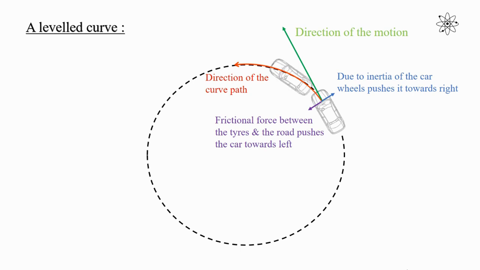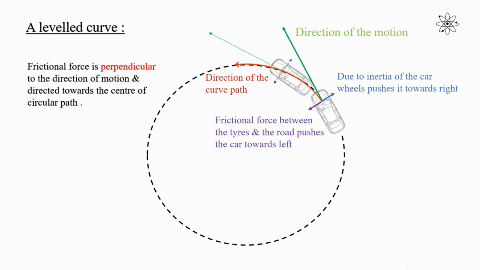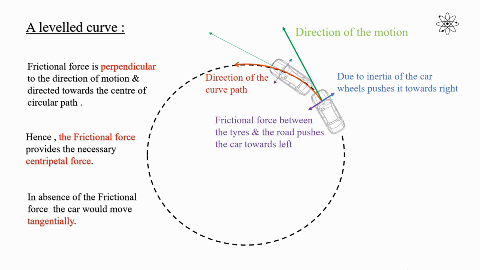Here, I can show one more position of the car and the forces acting on the car. As we observe in the diagram, students, the frictional force is perpendicular to the direction of motion and directed towards the center of the circular path. As we know, students, the centripetal force is also perpendicular to the direction of motion and directed towards the center. Hence, the frictional force provides the necessary centripetal force. In the absence of a frictional force, the car would move tangentially.